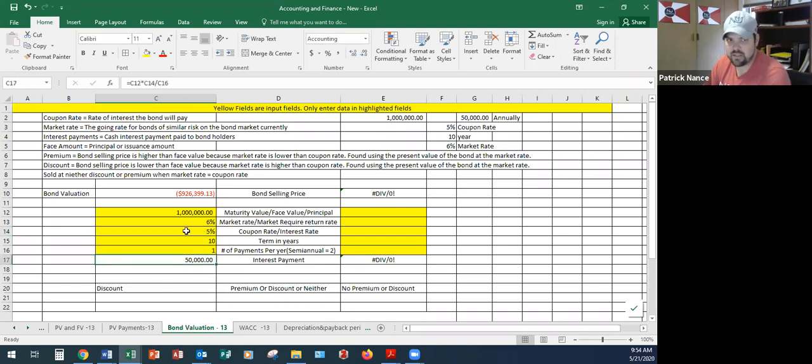Notice it also automatically figures your interest payments. You shouldn't have to mess with that. Notice the interest payment is what we said it was going to be up here.